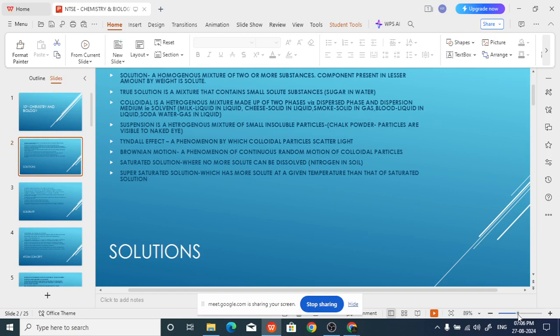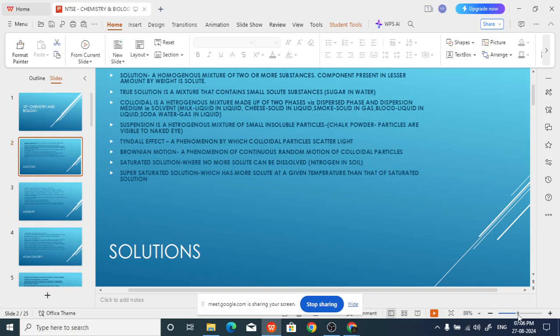What is a saturated solution? Where no more solute can be dissolved. Suppose you put salt in water, it gets dissolved. Again you put some more salt, again it gets dissolved. After some time, it does not dissolve the salt. That solution where no more solute can be dissolved is called a saturated solution.